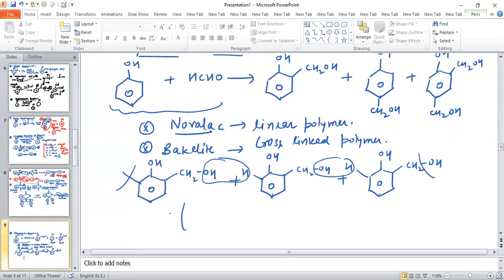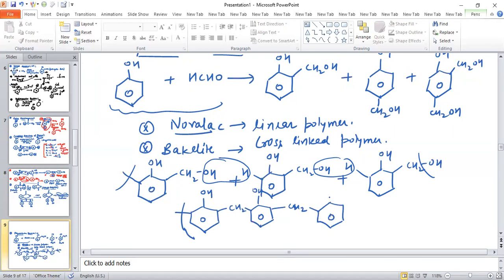Now the polymer obtained is basically like this. So this has the benzene with an OH group at this position. Now two groups are attached with CH2 groups, and at this position an OH group. Again there is a CH2 group. Now this CH2 group is attached with another benzene, like this, with OH. So this happens n times.